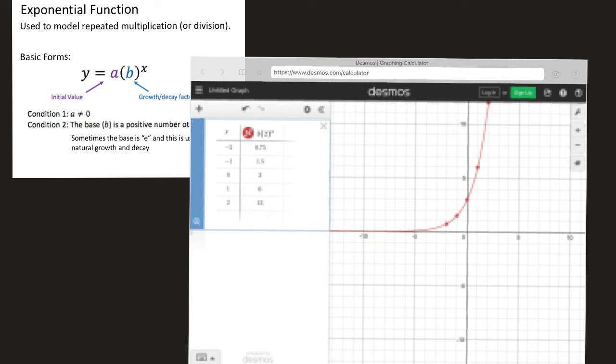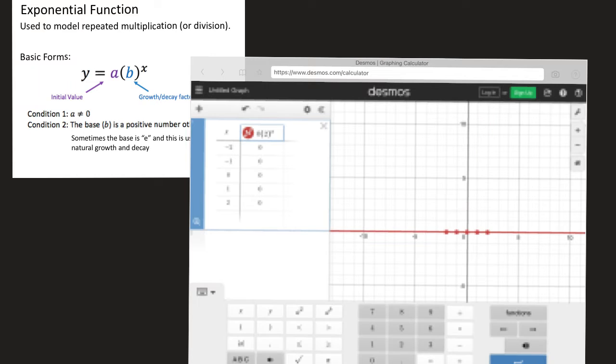So if I were to make my a value 0, then my initial value is 0, and if I multiply 0 by 2 repeatedly, I'm just going to stay at the value 0. So when a is 0, this is actually not an exponential function. This is a constant function at the line y equals 0.